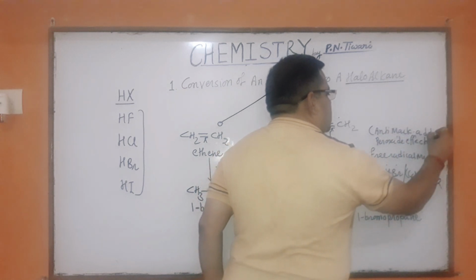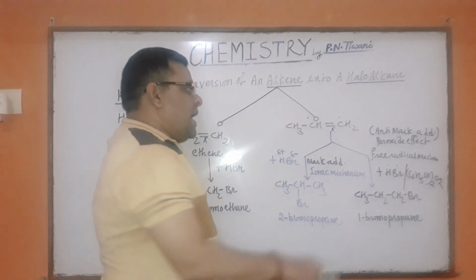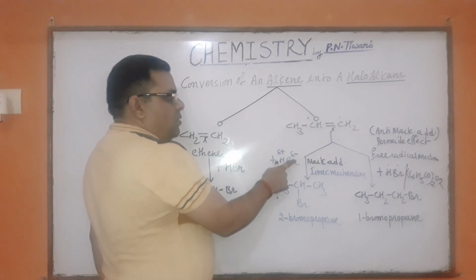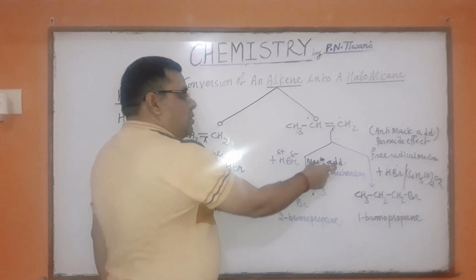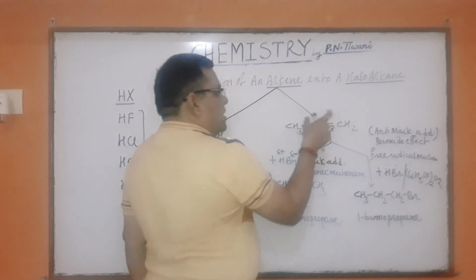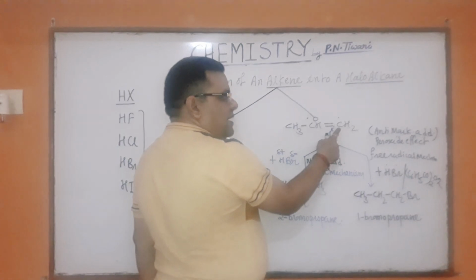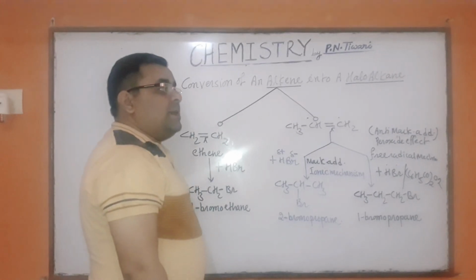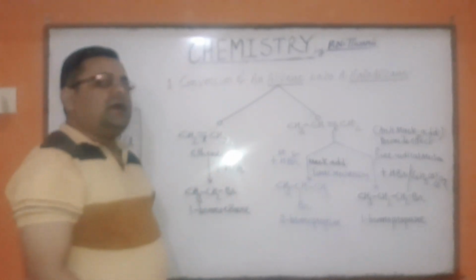So how can we define the Markovnikov rule and the anti-Markovnikov rule? If the addition takes place on the double bond of an unsymmetrical alkene, then the negative part of the molecule is always linked with the carbon atom containing the least number of hydrogens. It is called the Markovnikov rule. But if the addition takes place on the double bond of an unsymmetrical alkene, and the negative part is linked with the carbon atom having the higher number of hydrogens, in the presence of any peroxide like benzoyl peroxide, it is called the anti-Markovnikov rule, or it is also called the peroxide effect.